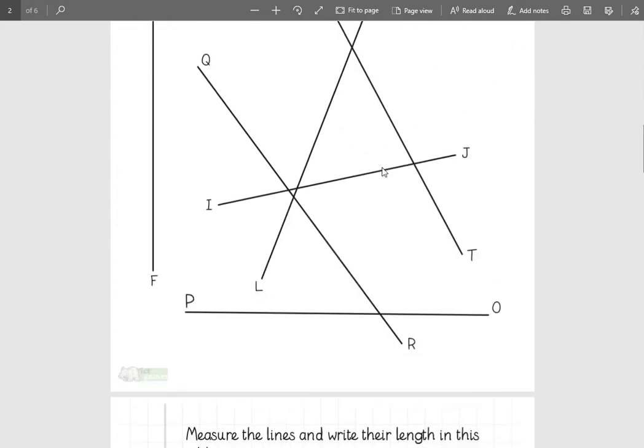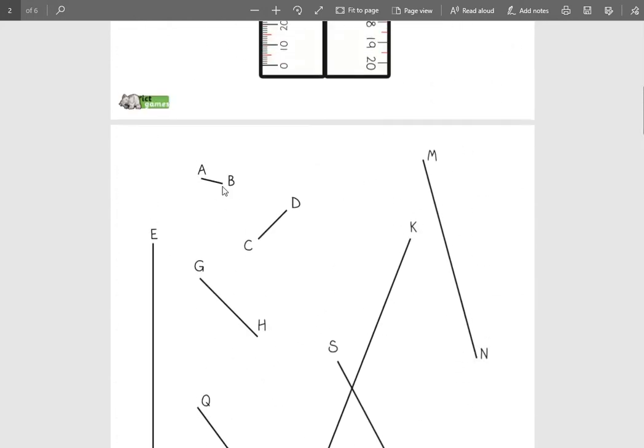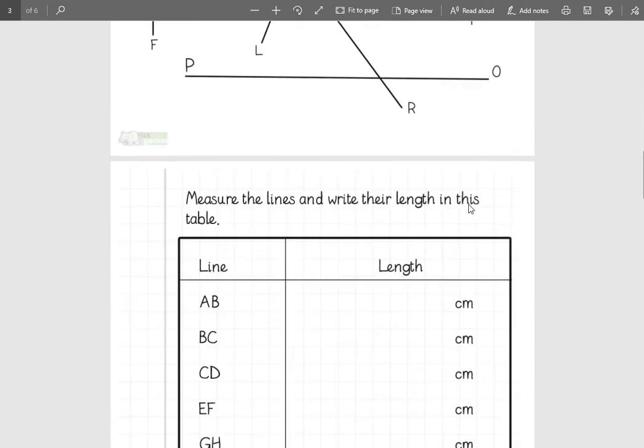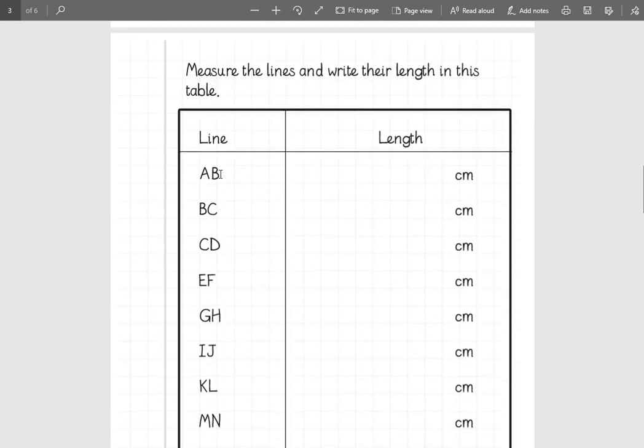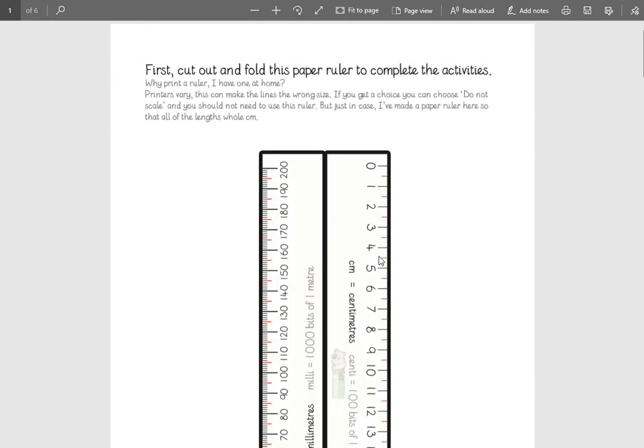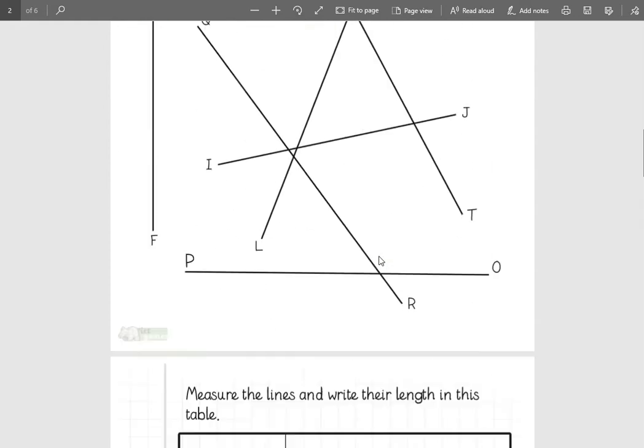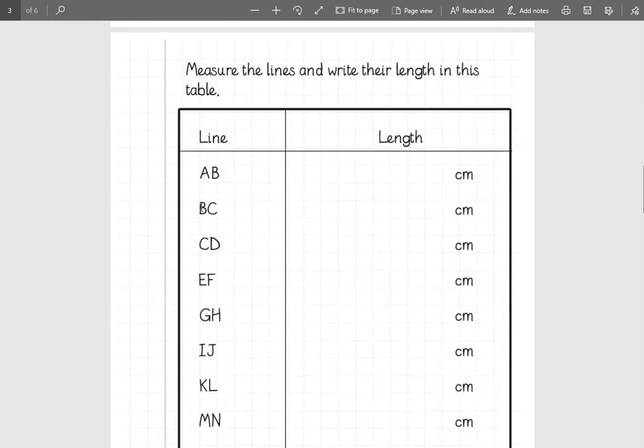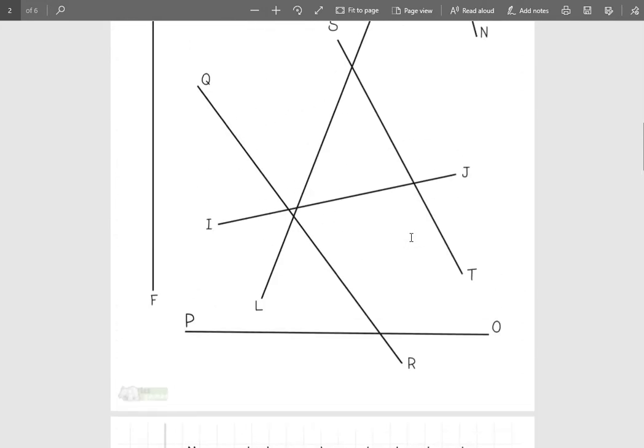You've actually got to find the line AB, measure it, and then write how long AB was here. And I've put centimetres for you, so you don't have to write that bit, but you need to write the length here. And then you go, have I done BC? There's a CD. Oh dear, ignore that one. That one's not even there. You can draw your own one. Sorry. Oh, silly me. Never mind.